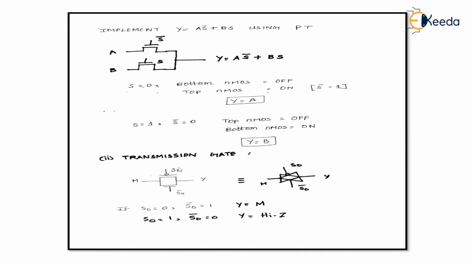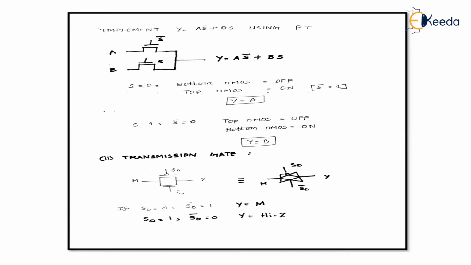Together it is provided with a control signal. The control signal, if it is S0, the other is S0 bar. Right? It is a negated operation. This transmission gate can also be drawn in this format. M is the input, Y is the output.